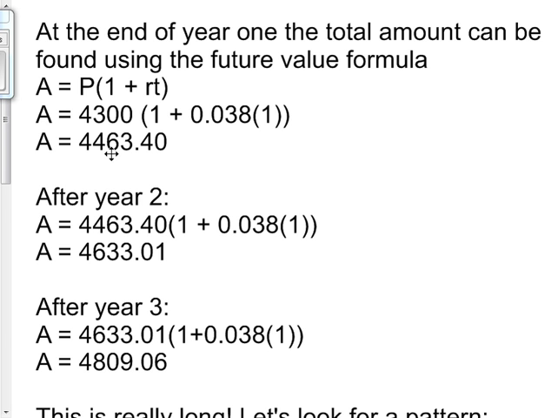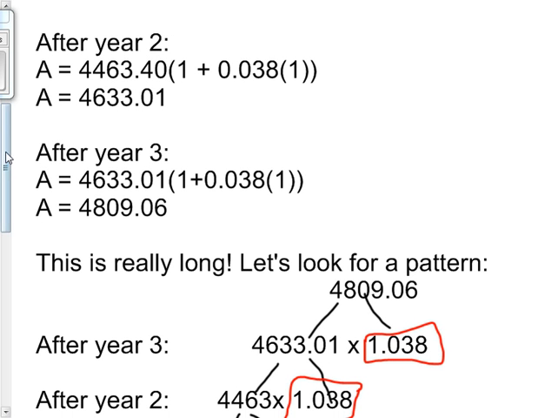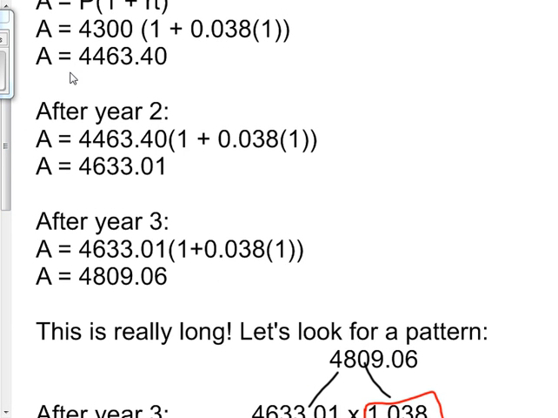So A is 4463.40. So we keep doing this and after year two, our new principal is going to be the amount that we just found because it's reinvested. So 4463.40 times 1 plus 0.038 times 1 works out to 4633.01. Then after year three, our principal is now 4633.01 times 1 plus 0.038 times 1, which works out to 4809.06. We really don't want to keep doing this. It's a very long process, so let's look for a pattern.